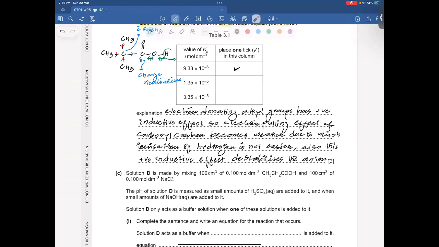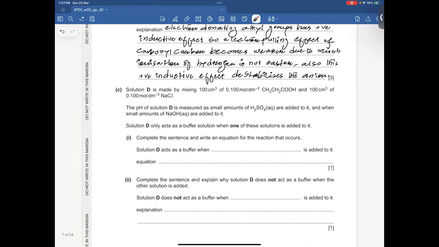Okay, and you need to revise this entire concept again from my lecture so that you can have an idea what is meant by destabilizes the anion. It's basically linked to resonance phenomena. In that resonance phenomena, the negative charge of the oxygen atom is oscillating. So because of that positive inductive effect, resonance will not be triggered that quickly.